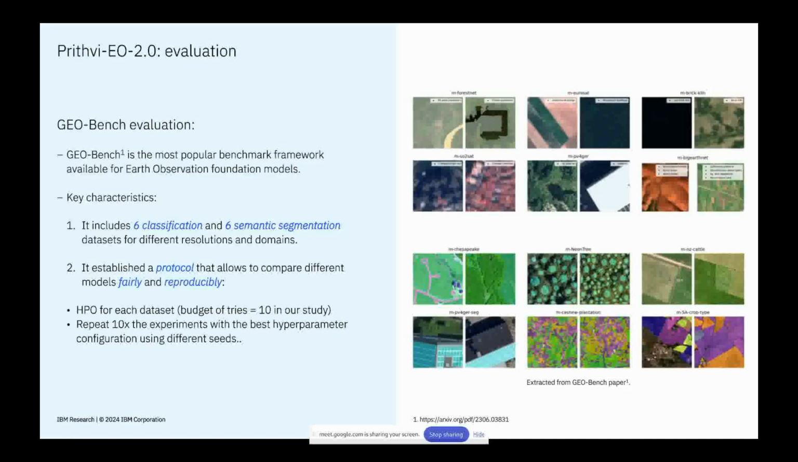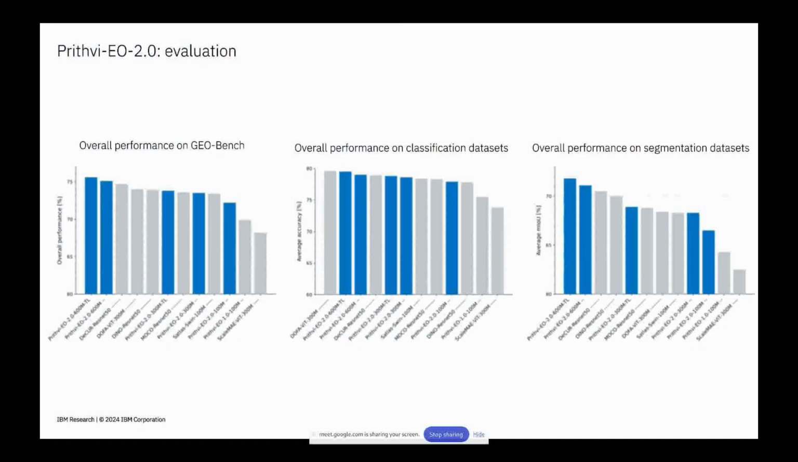So you see here we evaluate our models using GeoBench, and that means we have a certain confidence of how good the model actually performs. So you see here the overall performance of our model, Prithvi 2.0, 600 million, in the GeoBench. So we are here number 1 on overall performance.